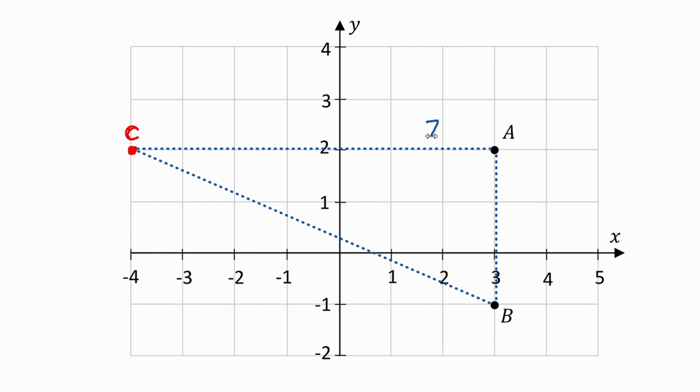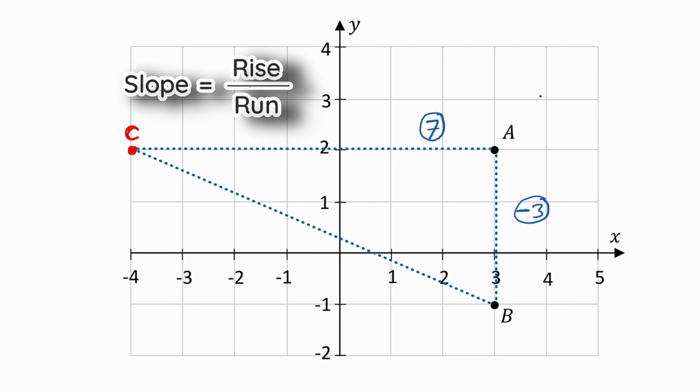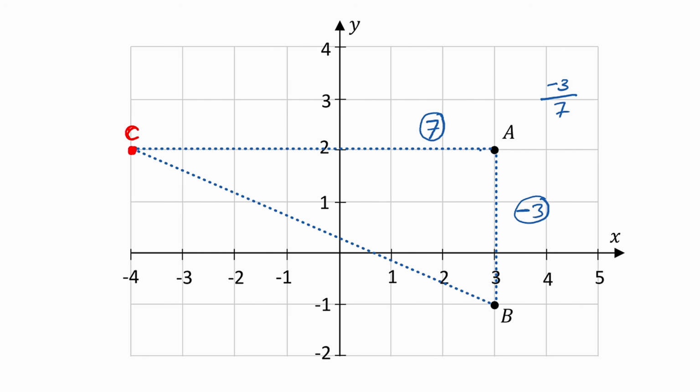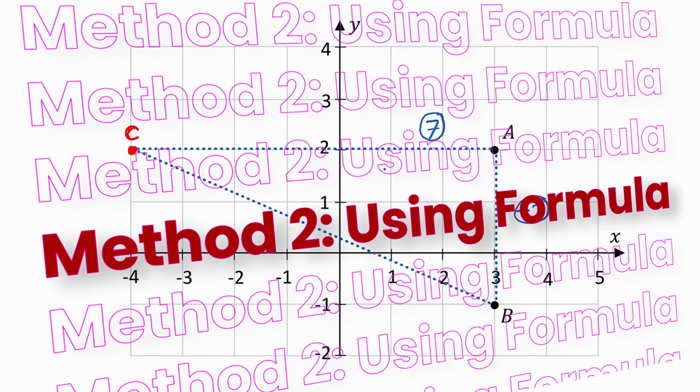The run is 7 and the rise is minus 3. And now to find the slope of this, we can use rise over run. So we have minus 3 over 7. So that's the slope. But we also have another method to do that. So let's work out the other method, which is the proper formula from the formula table you have. Okay, so let's see.